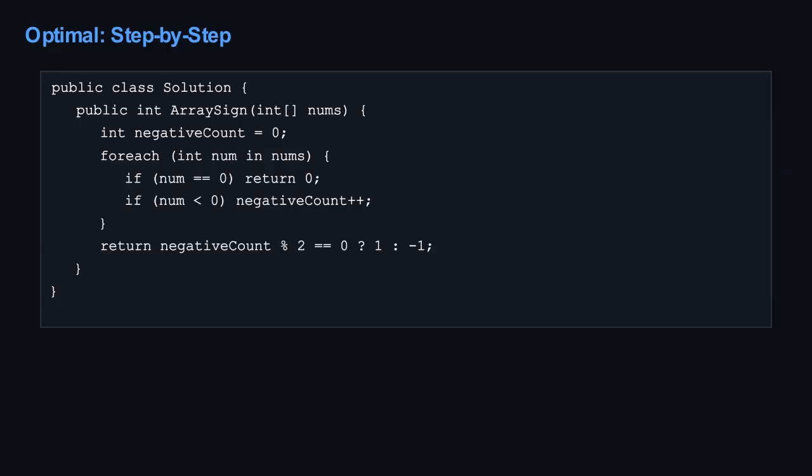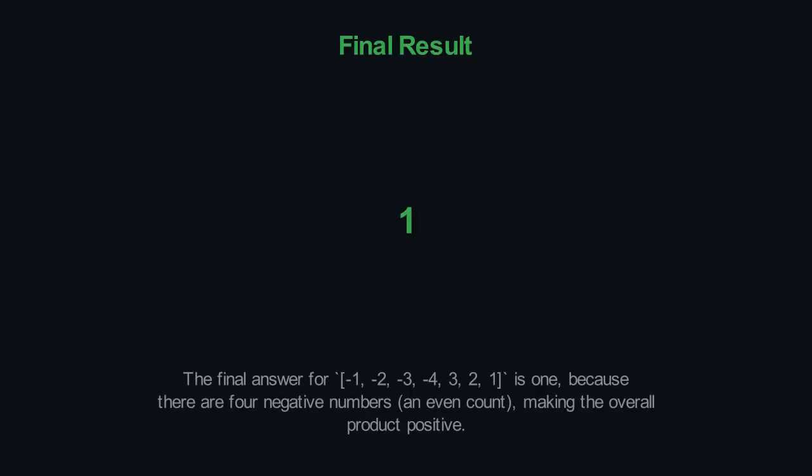-4, not 0, negative. Negative count becomes 4. Now, we encounter 3, not 0, not negative. Negative count remains 4. Similarly for 2 and 1, negative count stays at 4. After the loop, negative count is 4, which is an even number. Since 4 is even, we return 1. The final answer for -1, -2, -3, -4, 3, 2, 1 is 1. This is correct because there are 4 negative numbers, an even count, making the overall product positive.